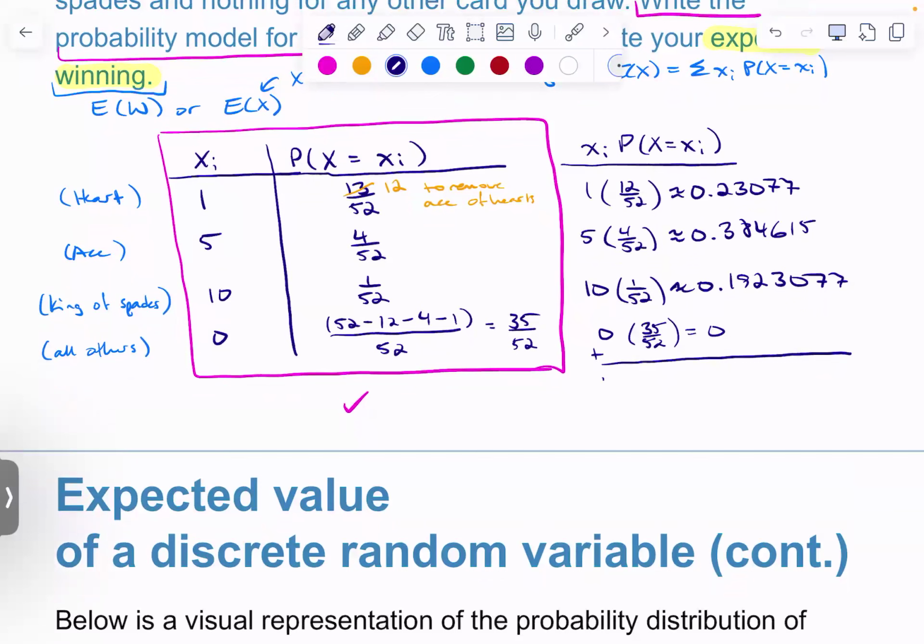I get the expected value of x is 0.8076927, or roughly 81 pennies. Or $0.81. Right? Because it's the expected payout. And again, it's not one of the options, but if you played this game over and over and over and over again, then that's your expected payout.